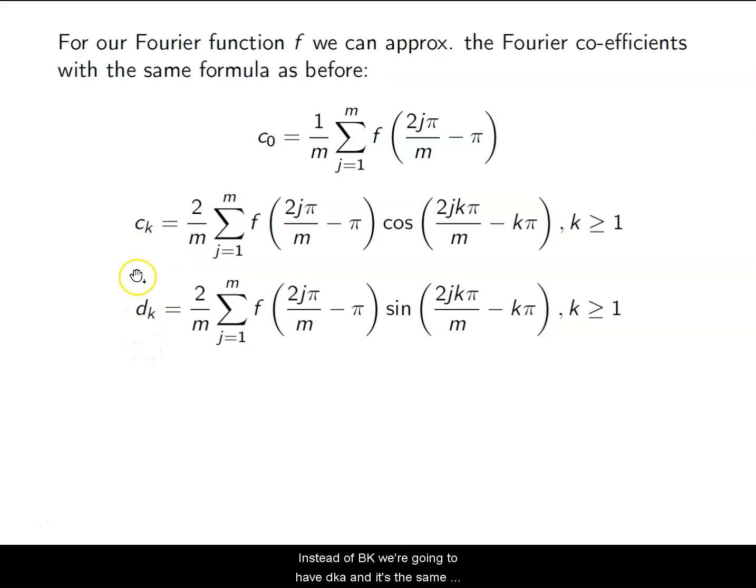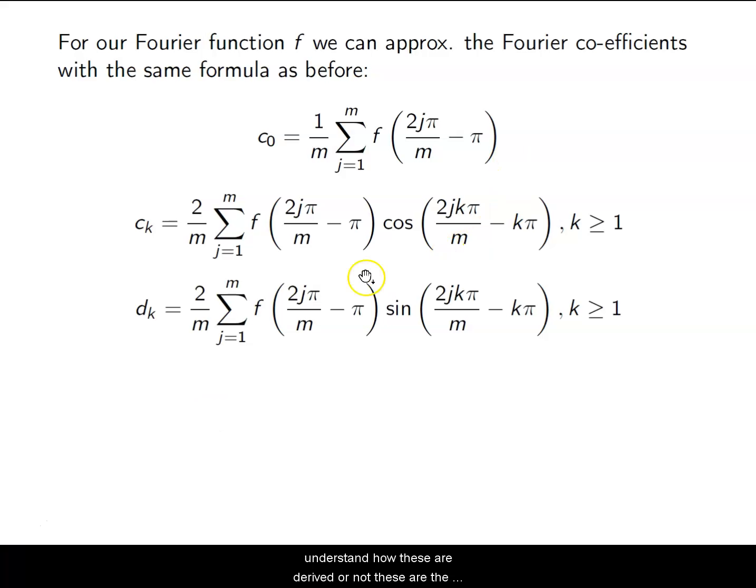Instead of bk, we're going to have dk, and it's the same thing. 2 over m, the summation up to m, f evaluated at those same points, and then sine at the same points as the cosine, because it has the k pi instead of regular pi here, and has the k here as well because it needs to be k times this value, so the k gets distributed across for both of these. So it's really the same thing, it's just that we're doing a Riemann sum instead.